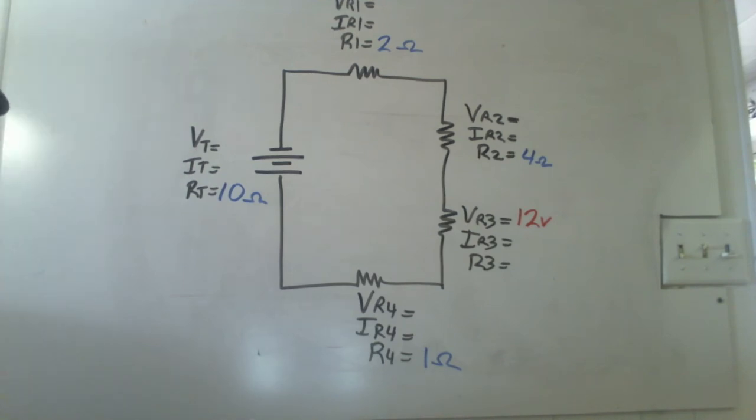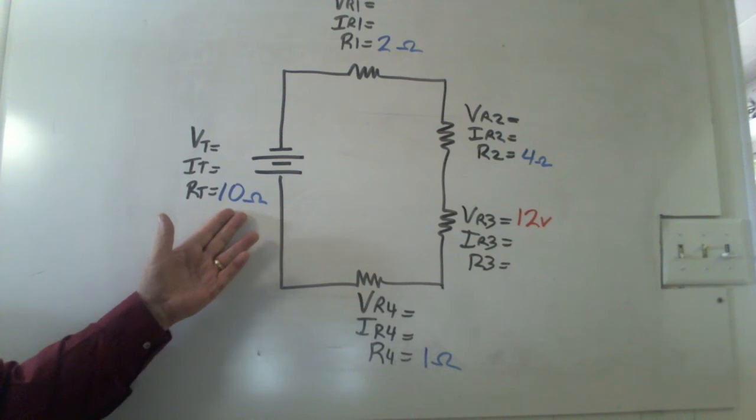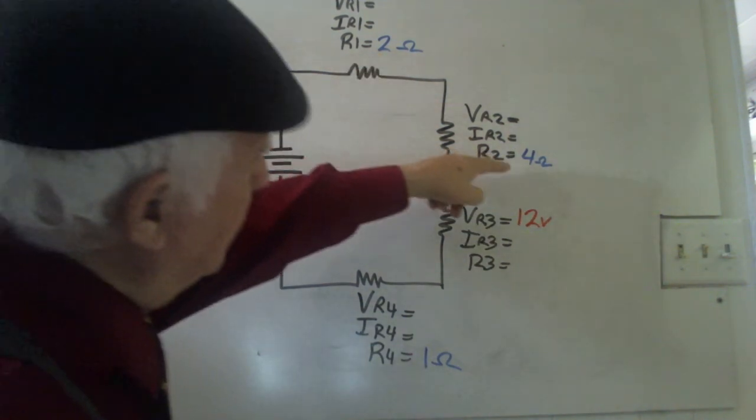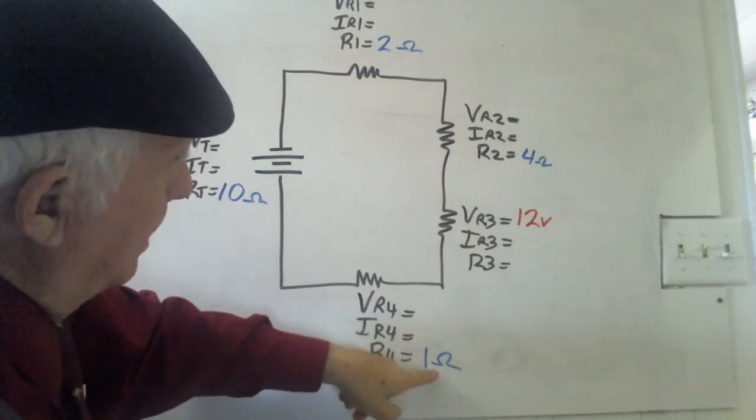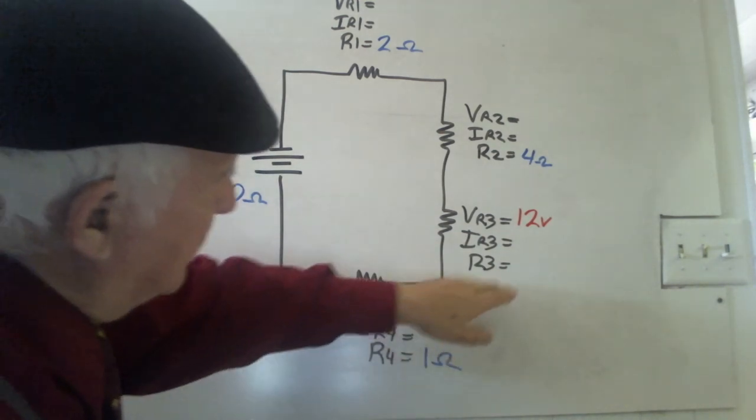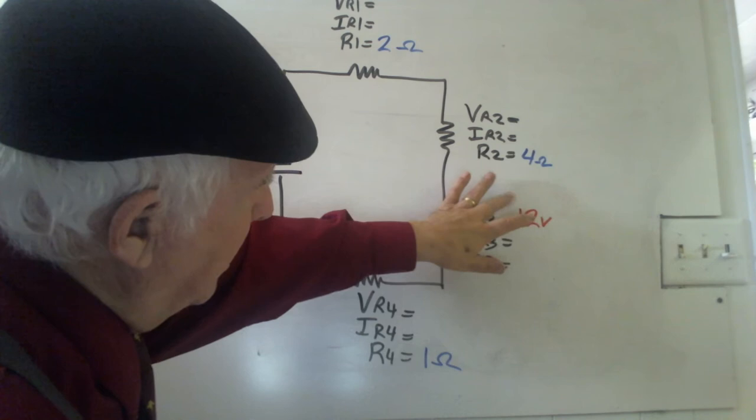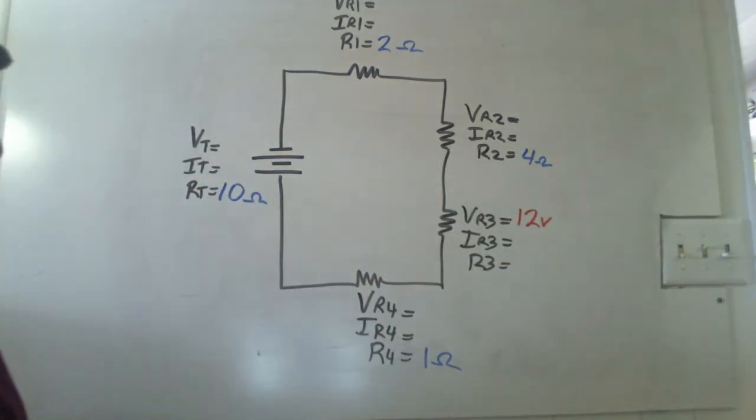Here we have a series circuit, and our total resistance is 10 ohms. And I have 2 ohms here, 4 ohms here, and 1 ohm here. And instead of having a resistance value given here, I've got a voltage. And we're supposed to go through and figure out all the voltages, all the currents, and any resistance that might be missing. In this case, it's only one resistance.